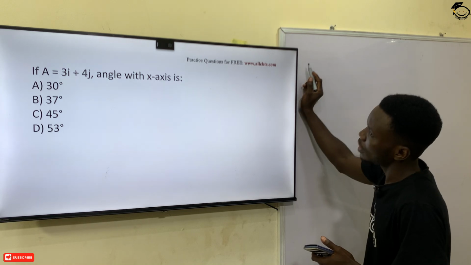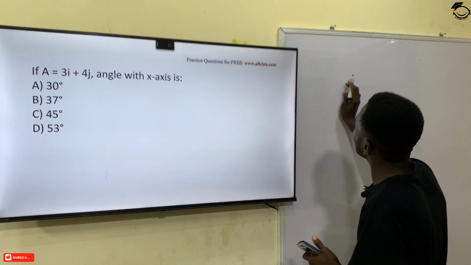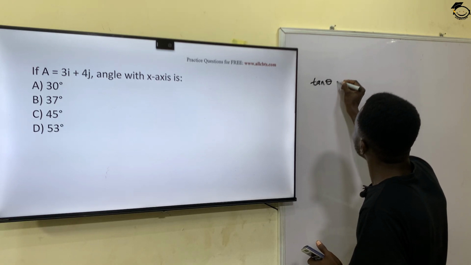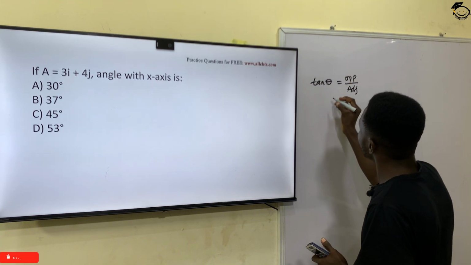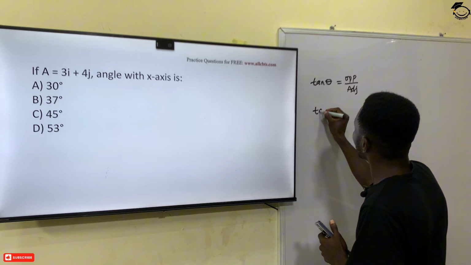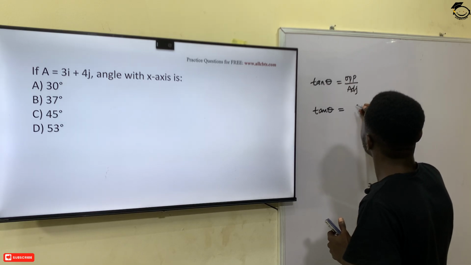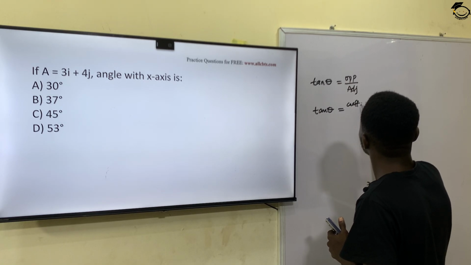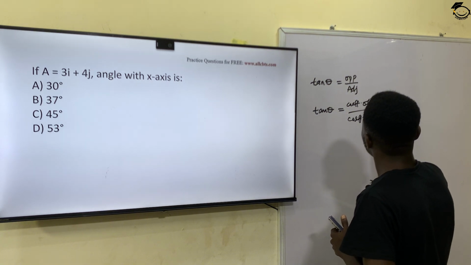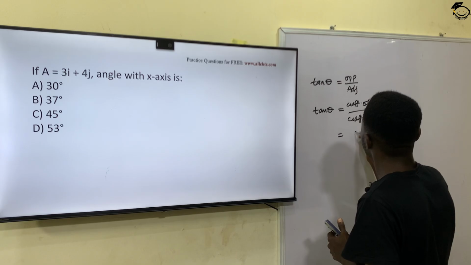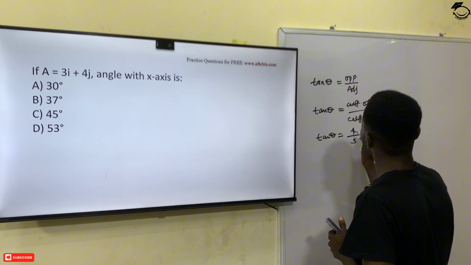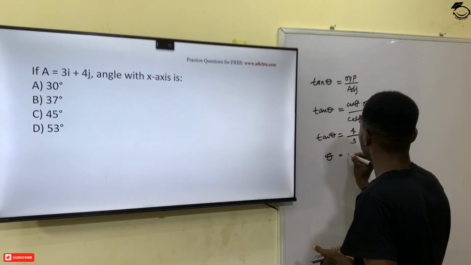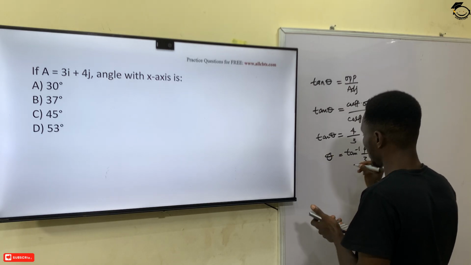So in order for me to find the angle, I know that tan theta is always equal to opposite over adjacent. In this case, that is the same as saying tan theta is equal to the coefficient of j over the coefficient of i. So tan theta is equal to 4 over 3, and that gives me theta equals tan inverse of 4 over 3.